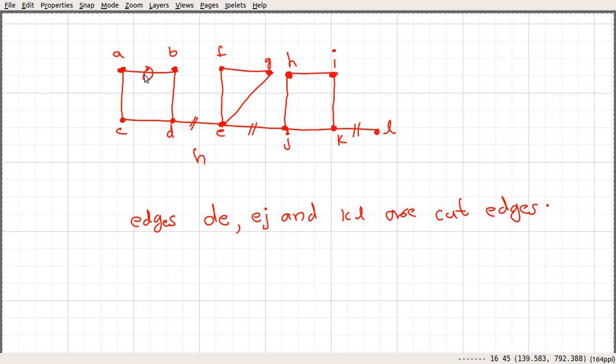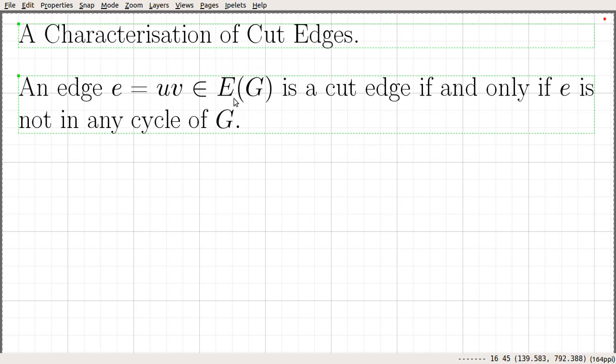So we can see that those edges belong to different cycles in the graph, and that's what this statement says. An edge is a cut edge if and only if E is not in any cycle of G. So let's go and prove this statement.